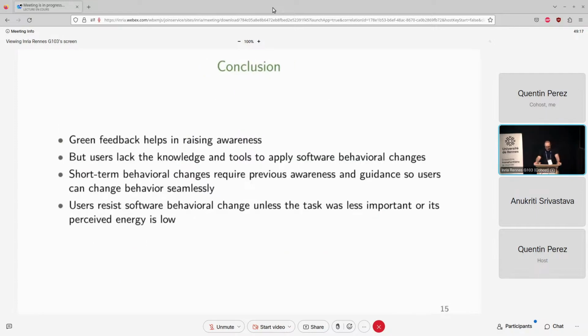So what we can conclude is the feedback is useful to raise awareness. The feedback is useful to make people want to change behavior, but they don't know what to do. They need guidance. We need to tell them, okay, now you use a lot of energy in this software, you need to change software or use it differently. So they lack the knowledge to apply these software behavioral changes. And obviously they resist any change if the perceived workload is very important for them. That's why they don't care about energy.